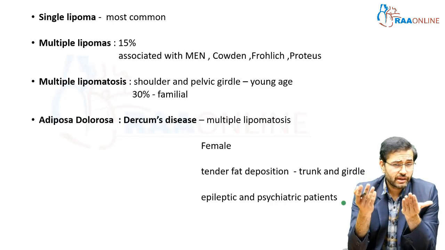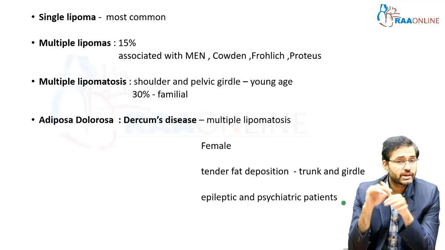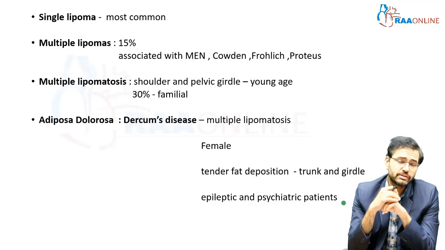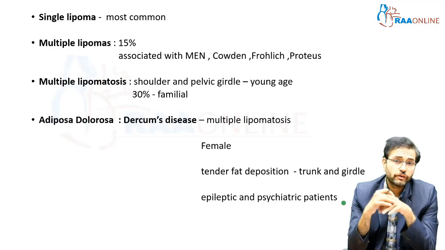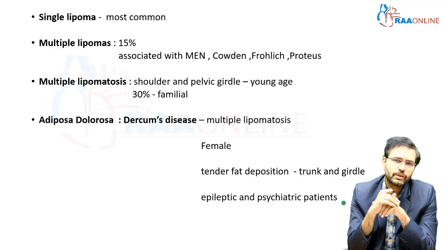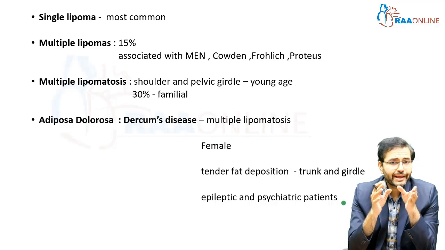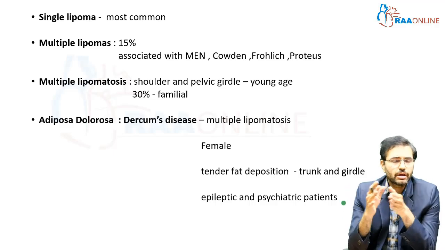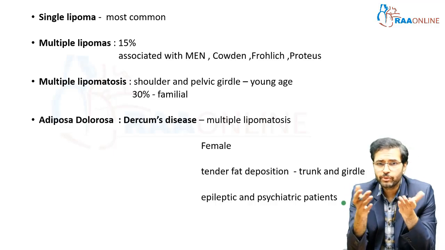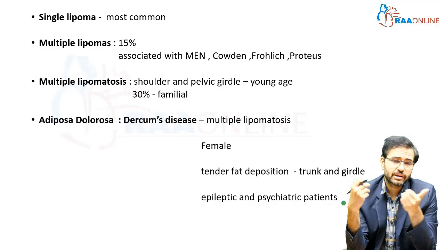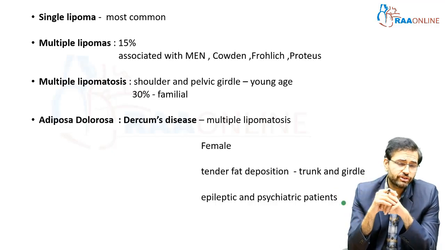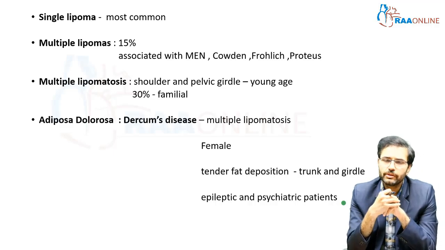Lipomas can also be single or multiple. Single lipomas are more common. Multiple lipomas can occur in 15% of cases and are commonly associated with Men's syndrome, Cowden syndrome, Frohlich, and Proteus syndromes. There is an entity called multiple lipomatosis, wherein you have a young person with a familial history of lipomas. You have multiple lipomas occurring commonly in the shoulder and the pelvic girdle, and this familial association is noted in 30% of cases.